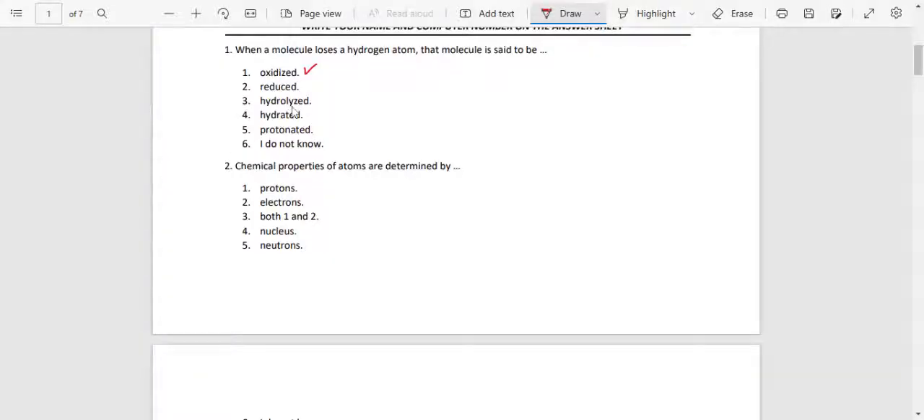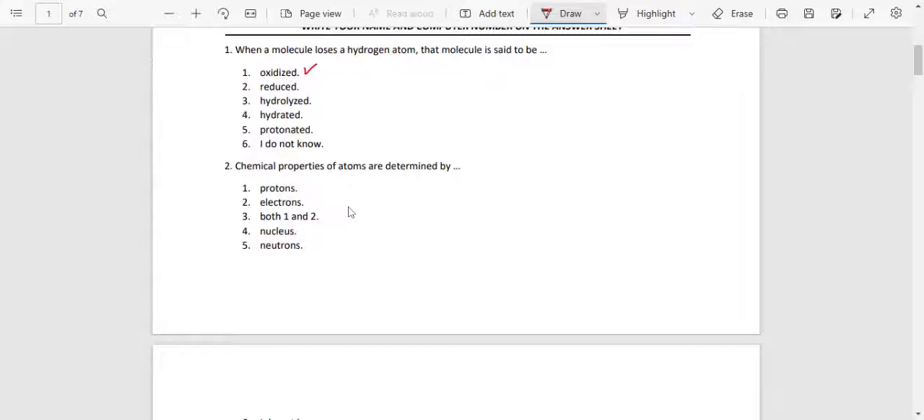Now, hydrolysis, or to be hydrolyzed, is to be broken when you react something with water. For example, when you react maltose with water, it's going to be broken down into two glucose monomers. Now, hydration, or to be hydrated, is to gain water. To be protonated is to be reacted with a proton, that is a hydrogen ion, or to gain a hydrogen. All right, so question number 2.